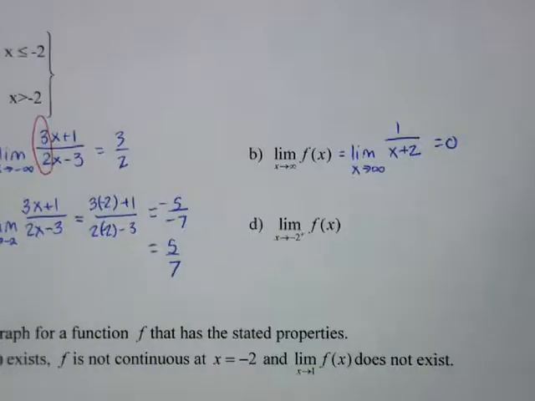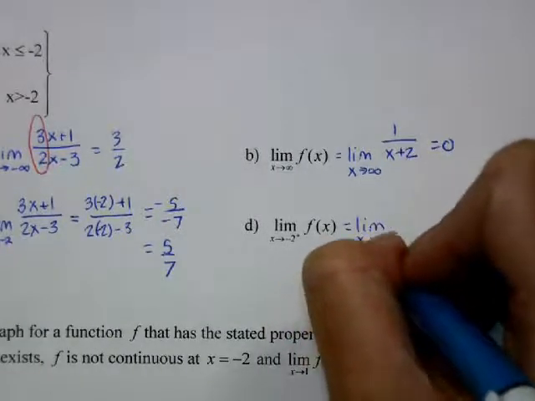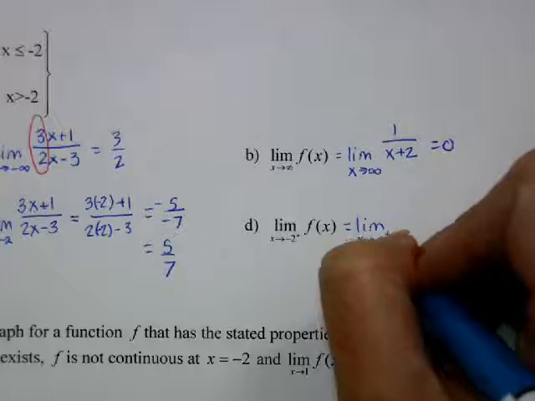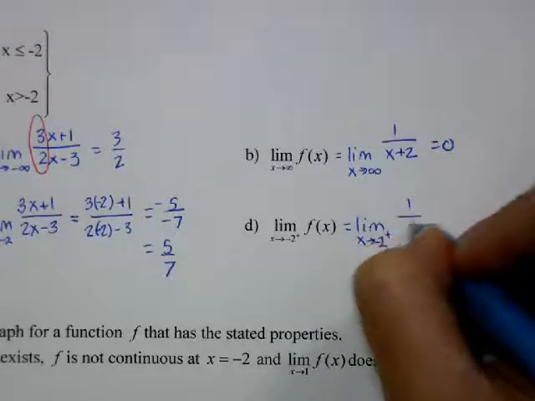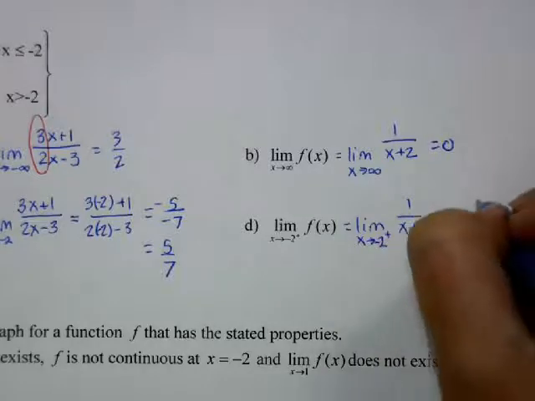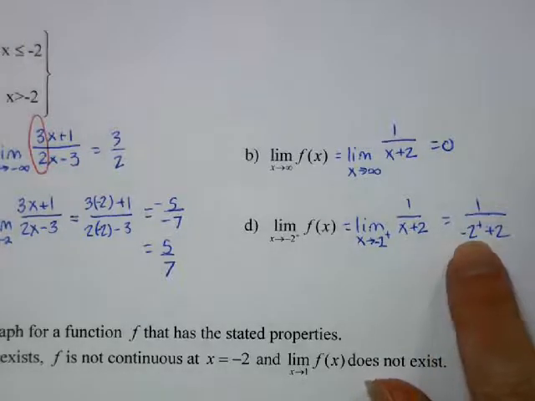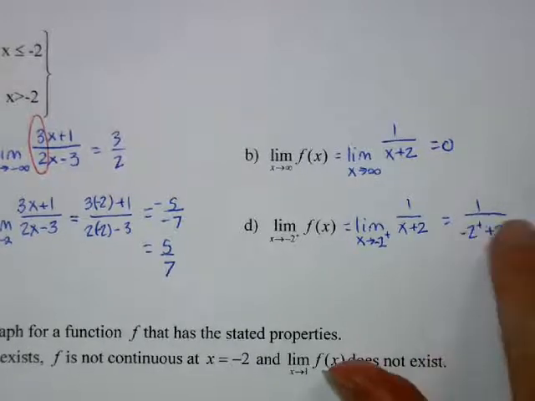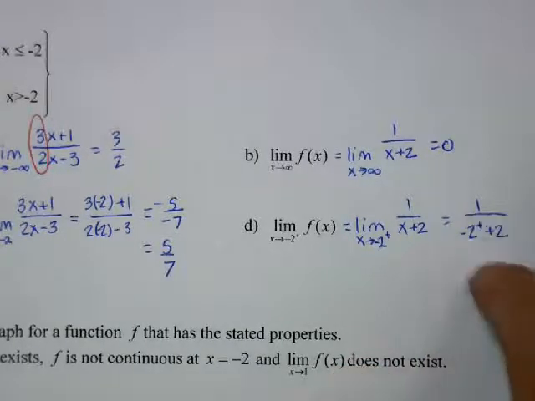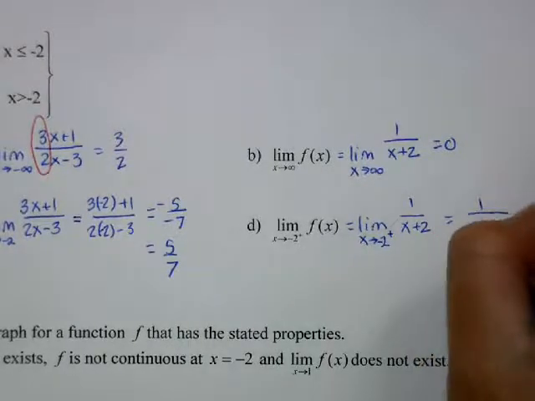As we go to -2 from the positive side, then again we're looking at that second equation. So this is going to be 1 over -2 plus 2. So if we're plugging in numbers just a little bit bigger than -2, it's going to be positive, which means it's going to go to positive infinity. If we had come from the other side, it would have been negative.